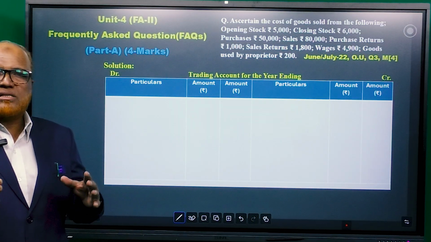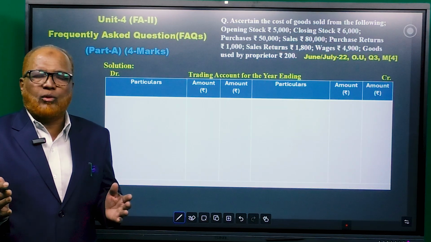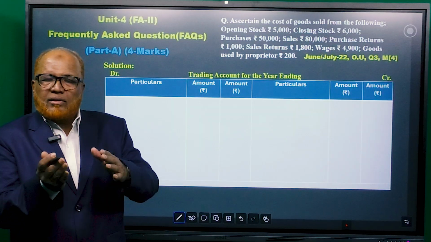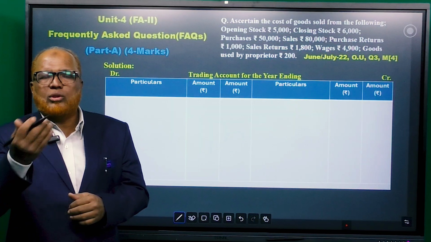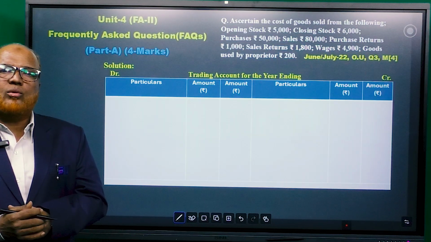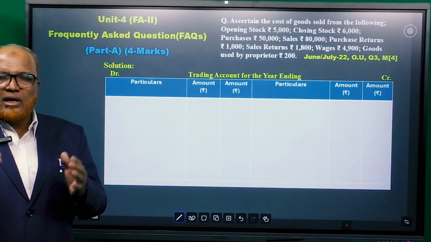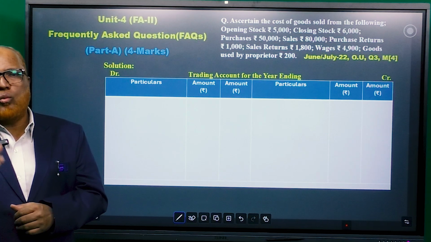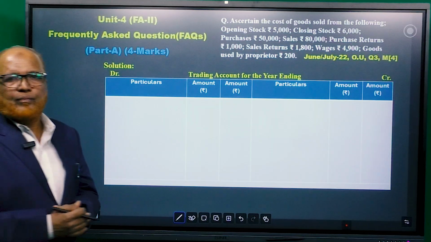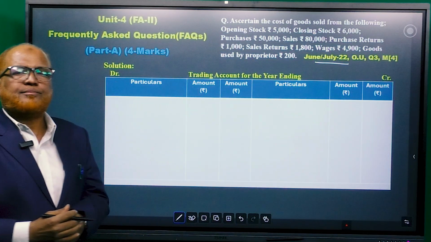Now already we have discussed about theory questions, what it may be asked, but from problems point of view, the problems will be regarding calculating the capital at the end of the year, calculating capital at the beginning of the year, finding out the profit, total sales, total purchases, or finding out the gross profit and finding out the cost of goods sold. In this video, I'm going to explain you one problem which was asked in June-July 2022 in Osmania University exam for 4 marks in section A.